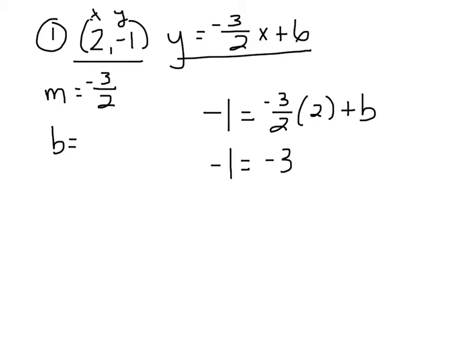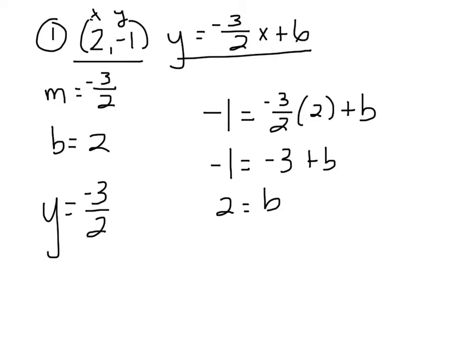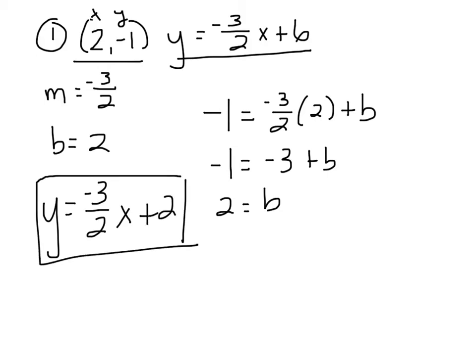B equals -3 plus b. B then would be equal to 2. So I take those, plug them into my equation, and my equation in slope-intercept form would be y equals -3/2 x plus 2. And number 2, if you want to write it down, number 2 you can do on your own if you like. The answer is going to be y equals 2/3 x or 2/3 x plus 0.